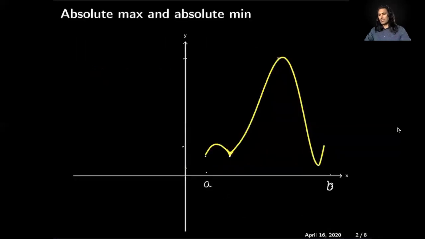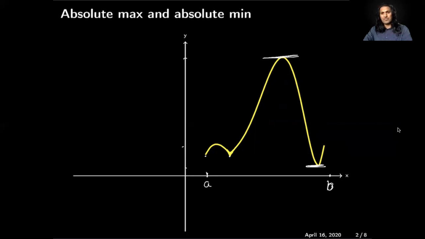Let's start by looking at the graph of this function. I would like to find the absolute maximum and absolute minimum value of this function starting from point A to point B. So what is the absolute max value? It is the largest value or the highest point on the graph of the function, and the absolute min is the lowest point on the graph of this function.